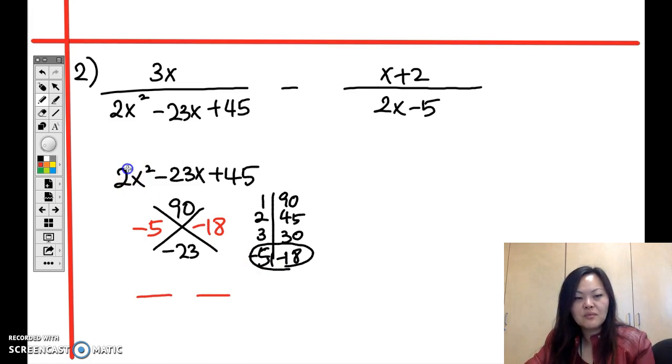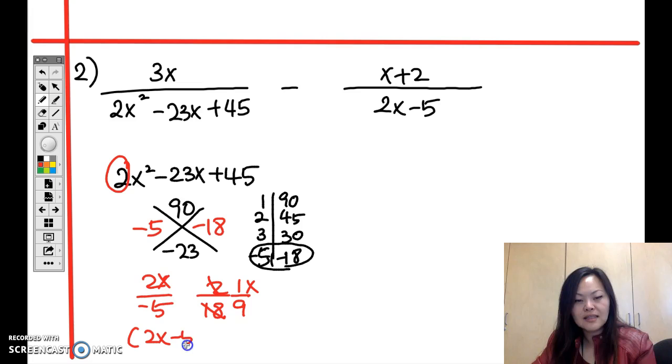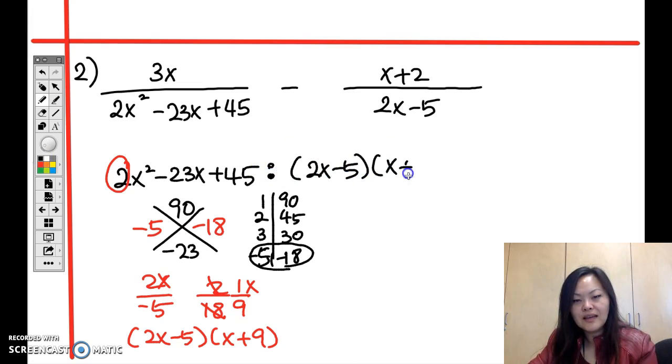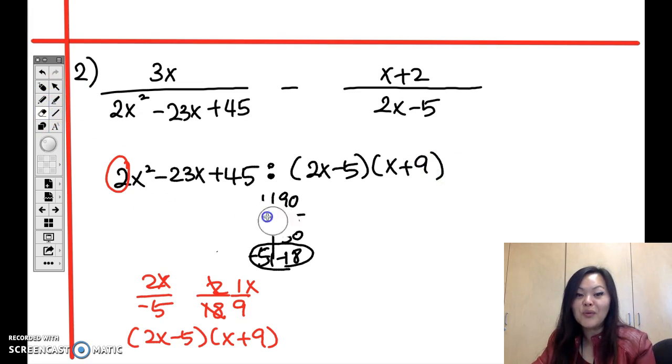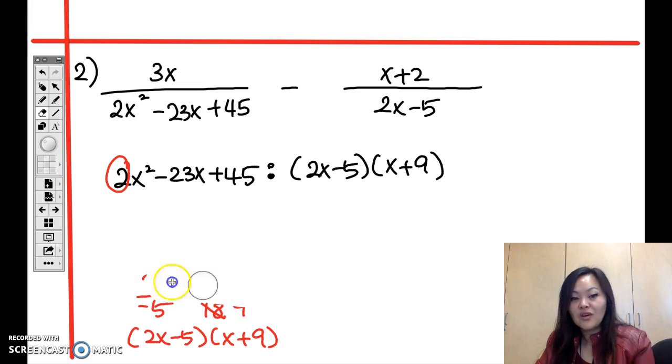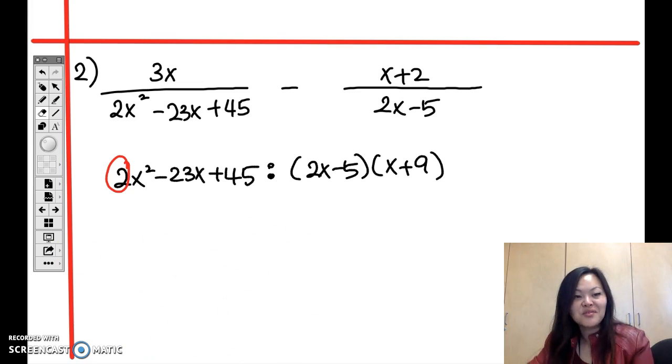So I need to do my fraction bar, put the 2 on top, and my two answers, negative 5 and 18 at the bottom. Simplify, put the x's on top. Now I have 2x minus 5, x plus 9. So I know that my factors are going to be 2x minus 5, and x plus 9, okay? So the most basic thing you have to know to solve any of these questions is just knowing how to factor, like every single different kinds, right?